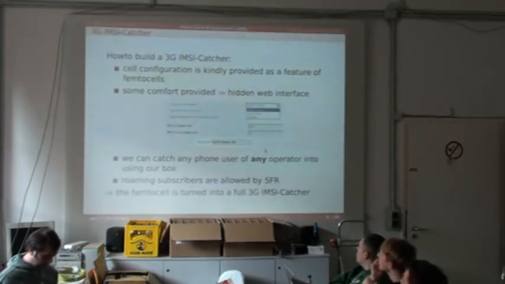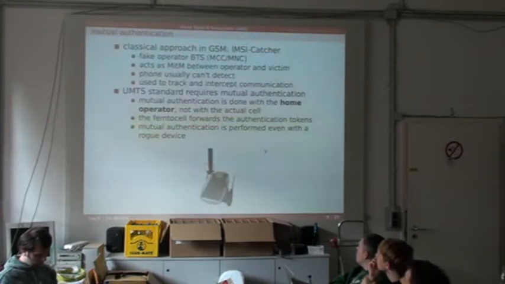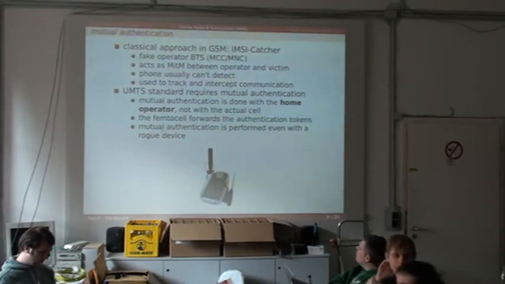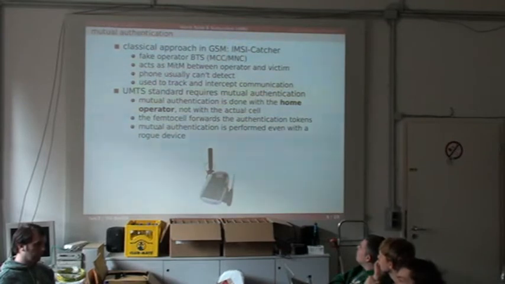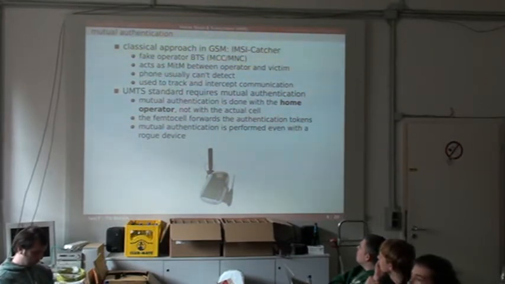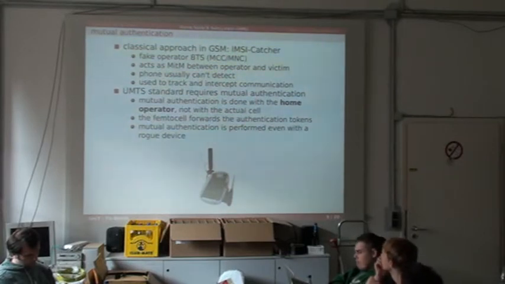Now what's curious is it's as easy as in 3G. Normally you shouldn't be allowed to do easy catching because you have the mutual authentication. But the mutual authentication is just between the phone and the operator network, the home network, not the femtocell network. So because SFR allows roaming, it will just forward the authentication tokens. So as long as I have a subscription with a valid operator, I can use it as a 3G easy catcher. It's by design, simply because authentication is with the home operator.